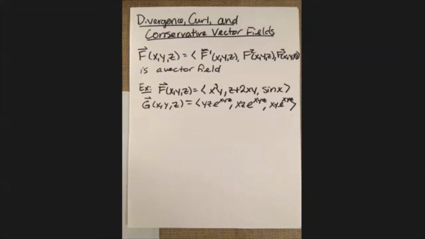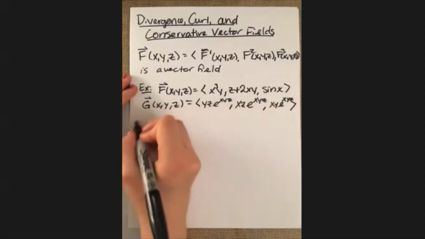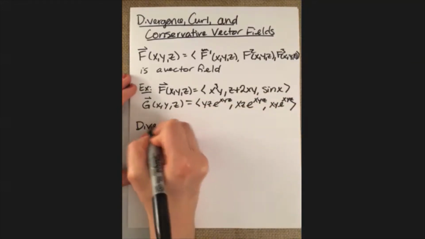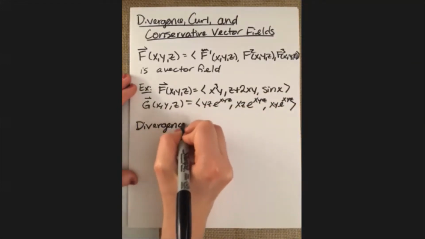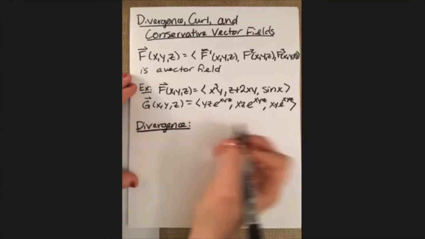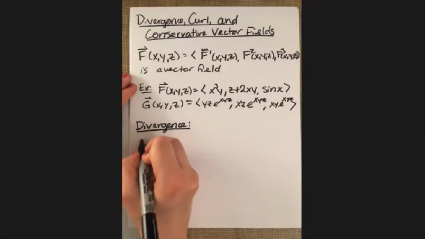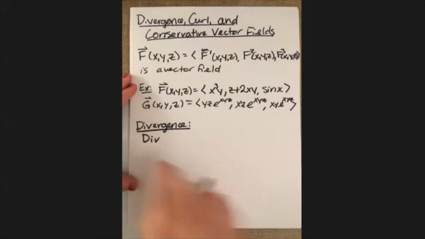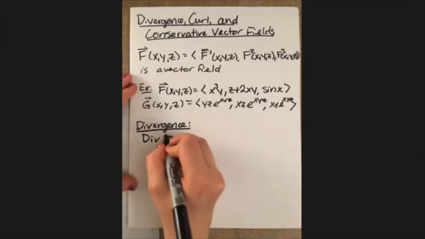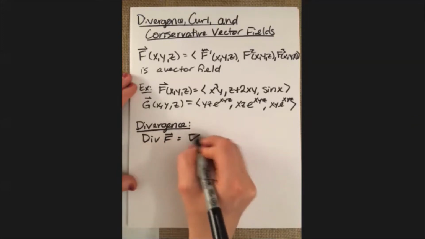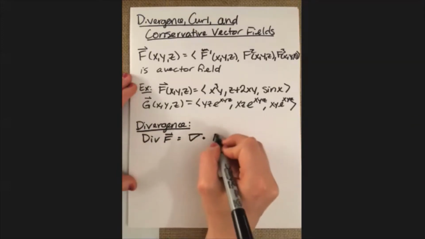Connected to vector fields, we have a few different terms. The first one that we're going to look at is called the divergence of a vector field. This is denoted by just a little div in front of our vector field F. You compute this by taking this gradient operator dotted with F.